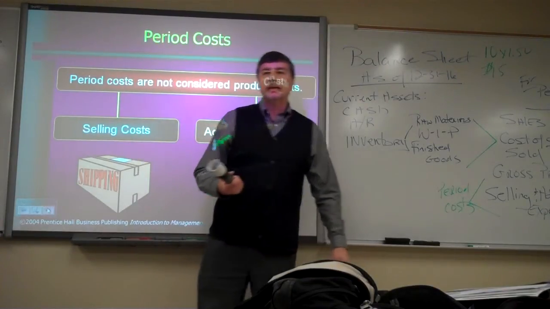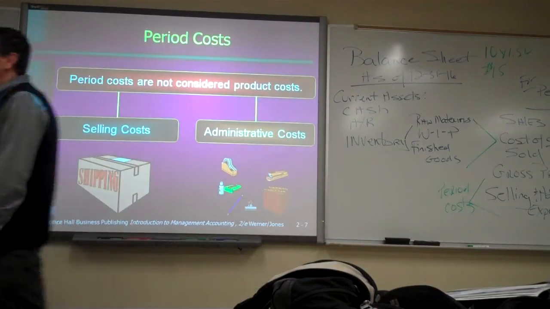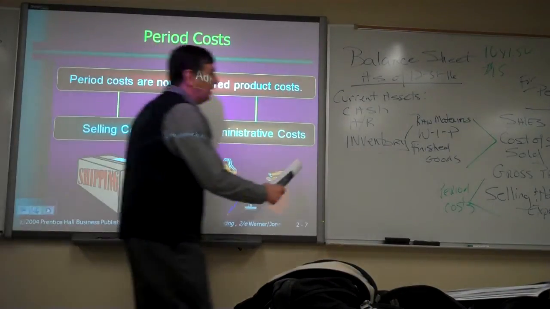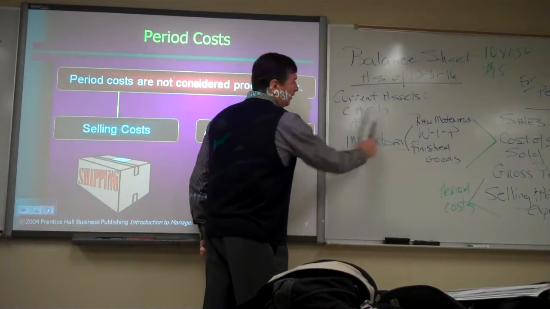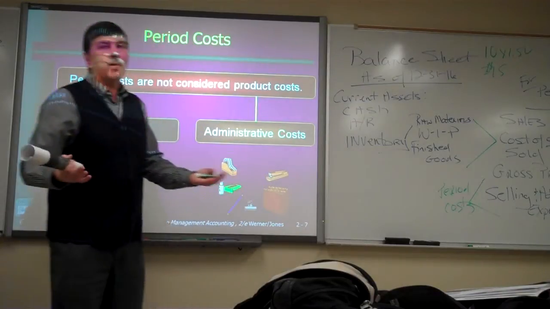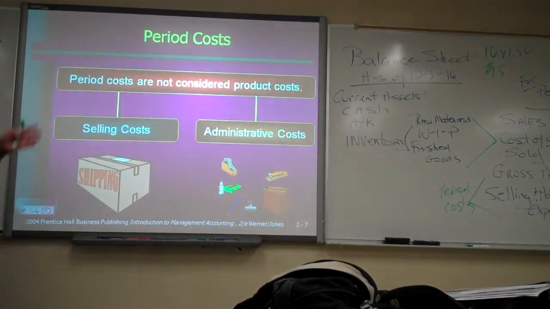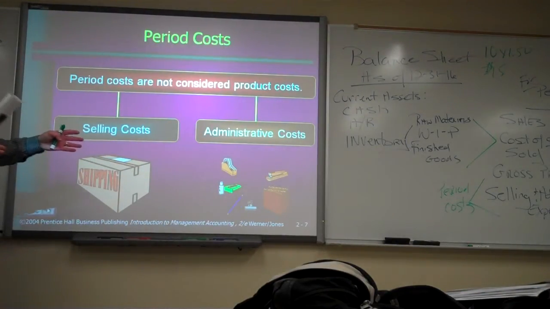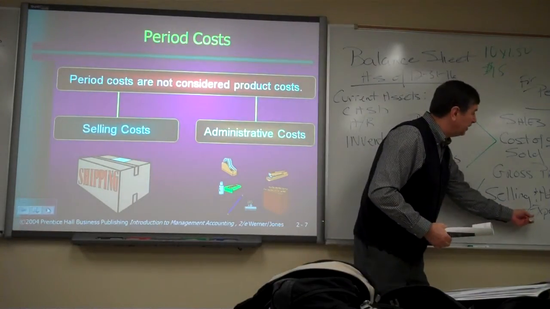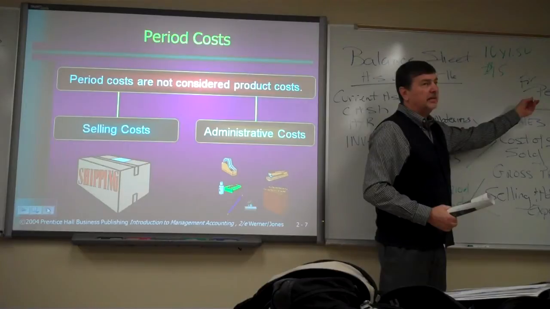Now, what about our period cost? Our period costs are anything that we're just going to expense as it's incurred. You see, your inventory costs, they're kind of stored on the balance sheet until you sell it. But period costs are not stored anywhere. They're not put in any account except an expense account. And the reason they're called period costs is because they are expensed in the period incurred.